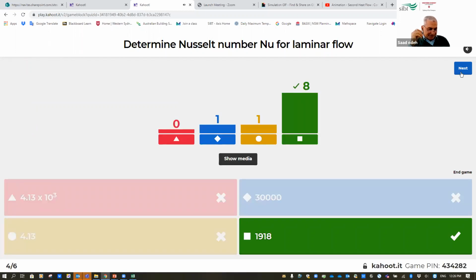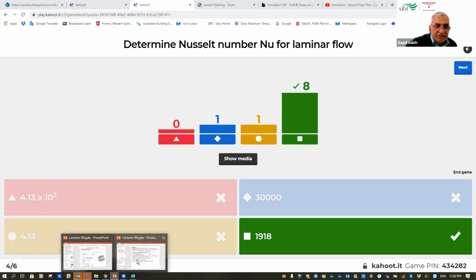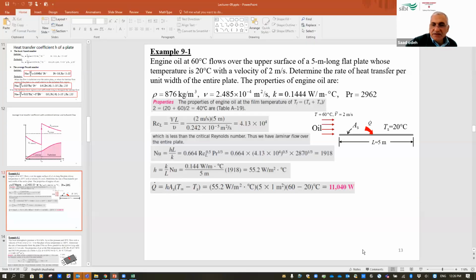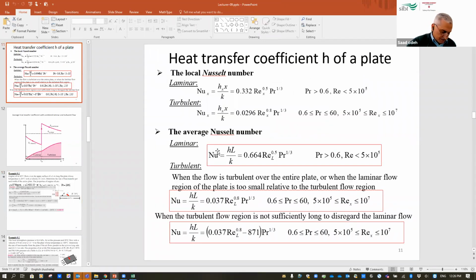That's good. Most of you found it. Perfect. So let me bring this up for you. Yeah, so actually this is what we were talking about. The first equation here. So this is the equation you need to use. The first one.